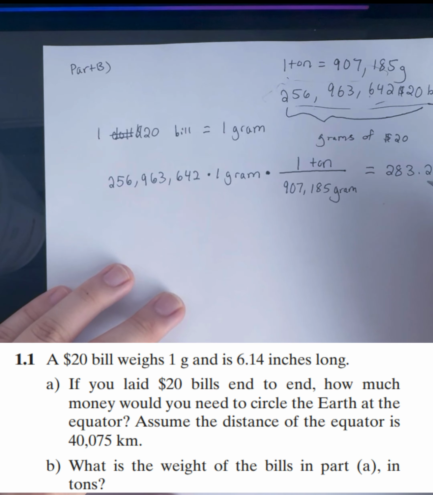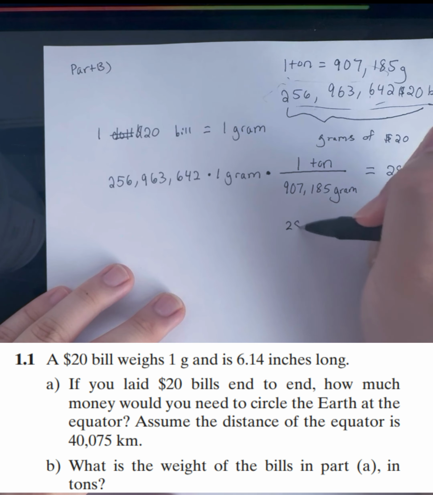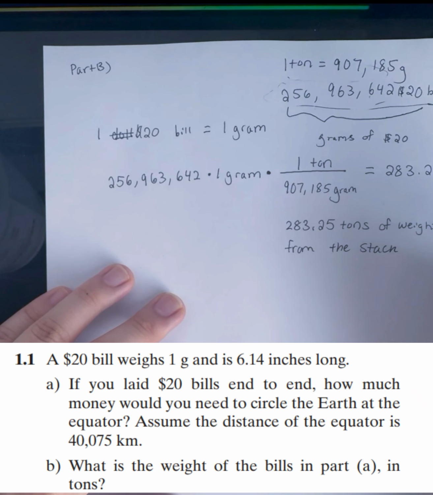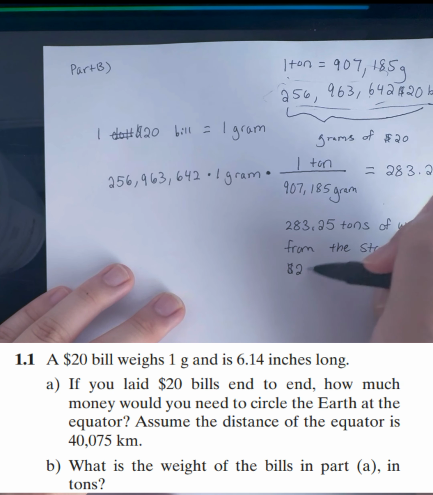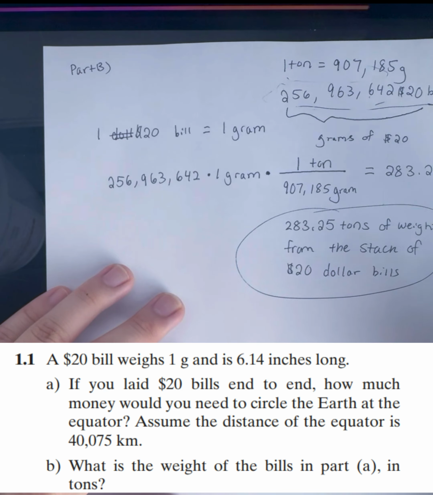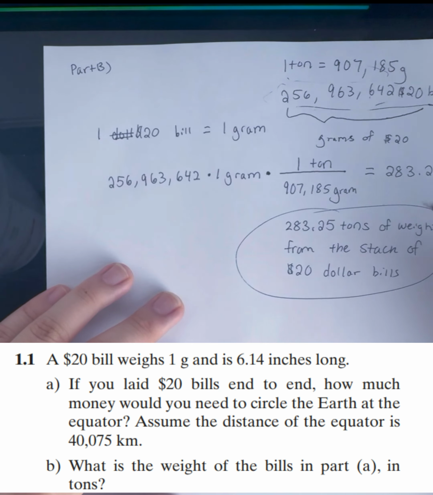So just to round it up nicely, we can say 283.25 tons of weight from the stack of $20 bills that can wrap around the Earth's equator, right? You don't have to write a whole statement like this. I'm just writing it out because I just did. So yeah.